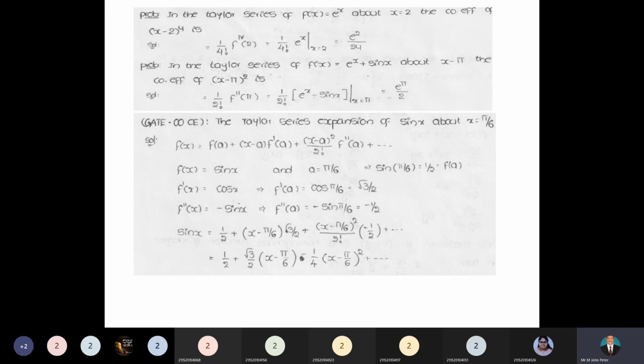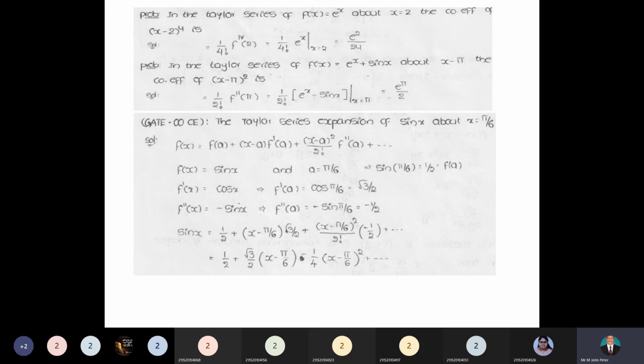In the Taylor series of f of x equal to e power x about the point x equal to 2, the coefficient of (x minus 2) power 4 is this kind of question. In the expansion of the Taylor series, what will be the coefficient of (x minus 2) power 4? So here, a equal to 2. The point is a equal to 2.